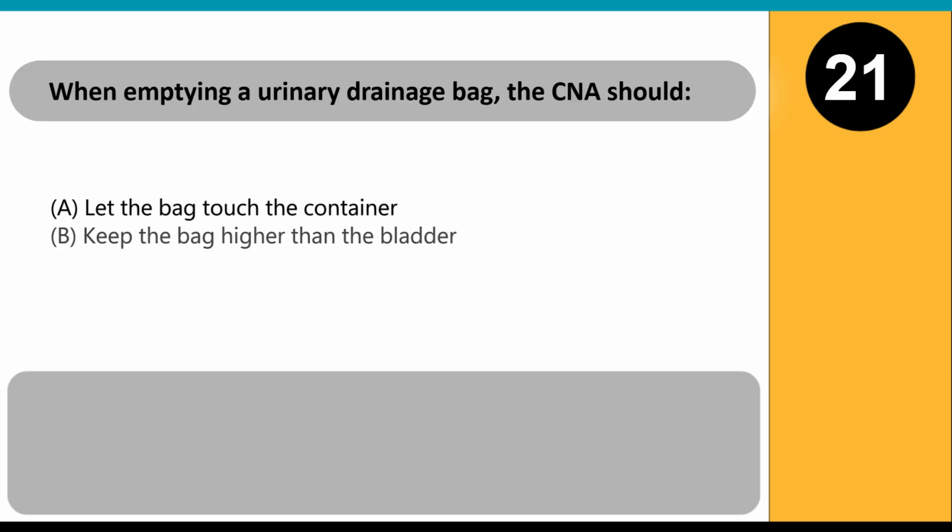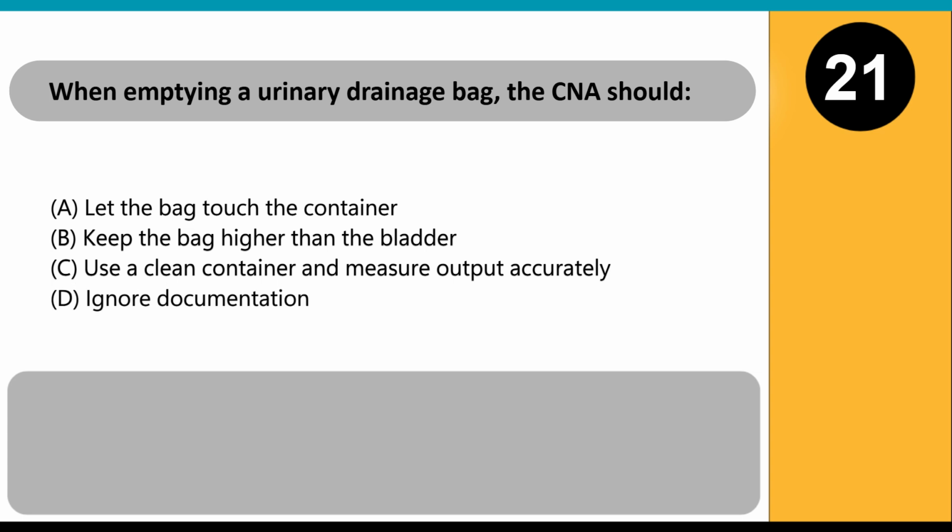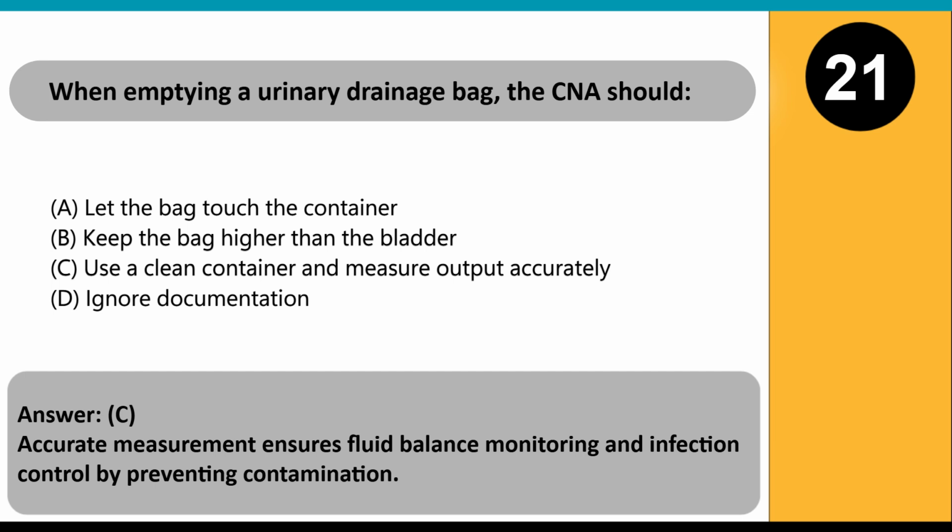When emptying a urinary drainage bag, the CNA should: A. Let the bag touch the container. B. Keep the bag higher than the bladder. C. Use a clean container and measure output accurately. D. Ignore documentation. Answer C. Accurate measurement ensures fluid balance monitoring and infection control by preventing contamination.